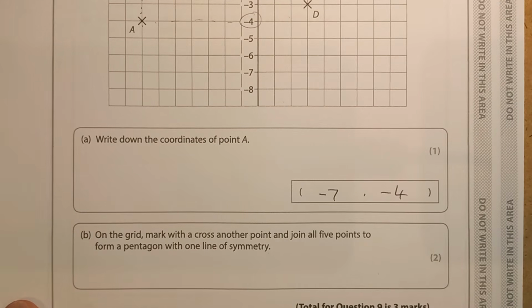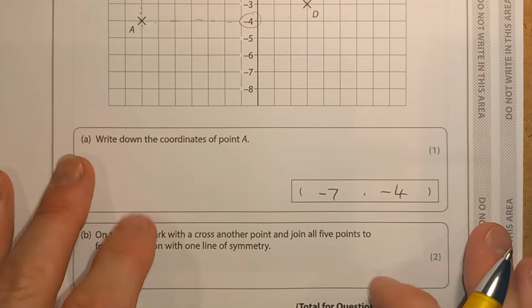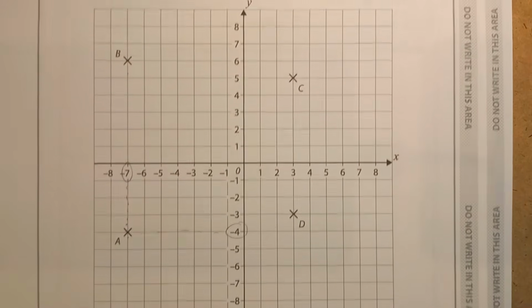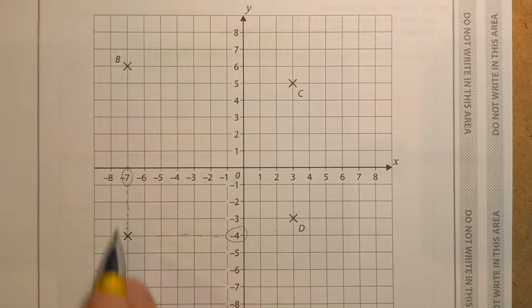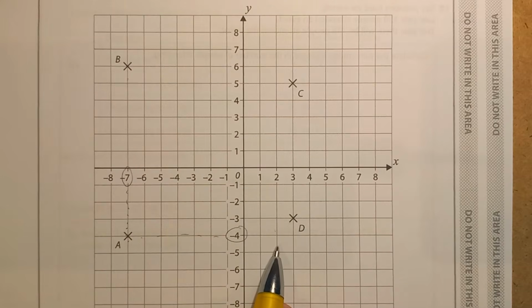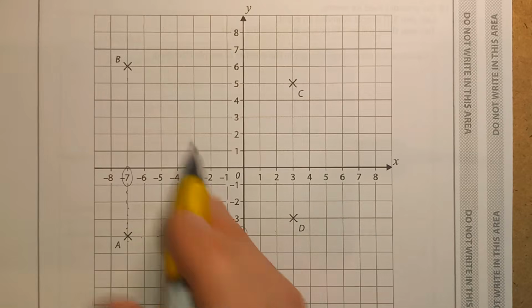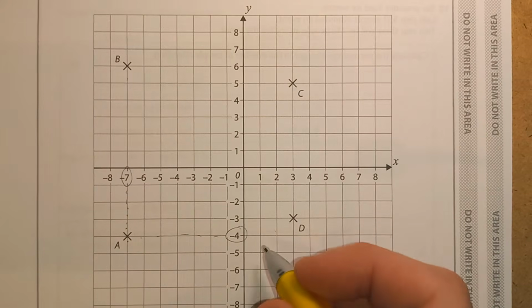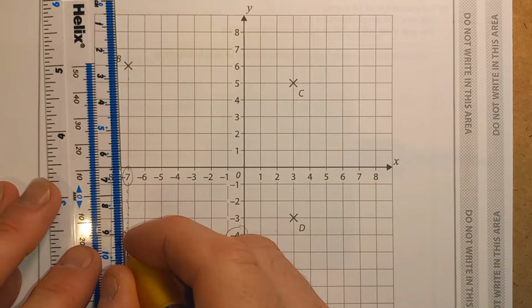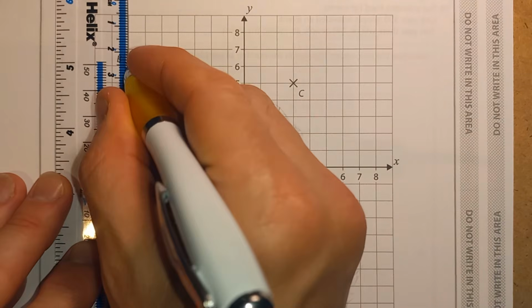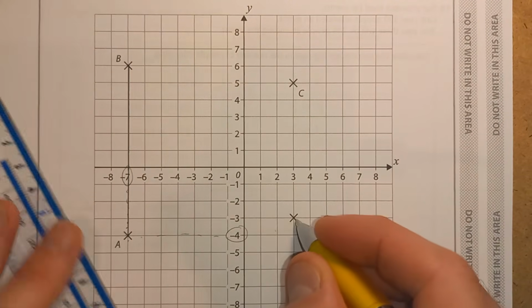On the grid, mark with a cross another point and join all 5 points to form a pentagon with one line of symmetry. Right. Okay, so we're going to have these joined up. We want one line of symmetry. Well, at the moment, what I'm going to do is connect some of these points, see what shape I'm getting.